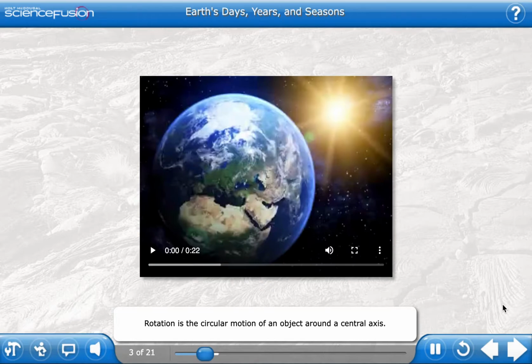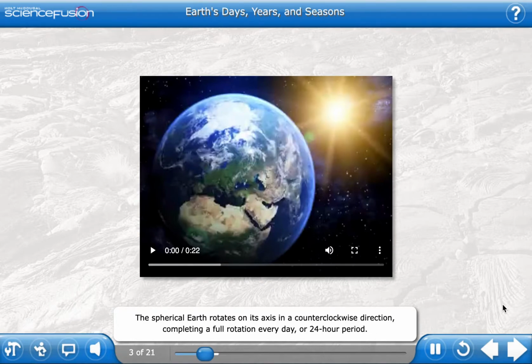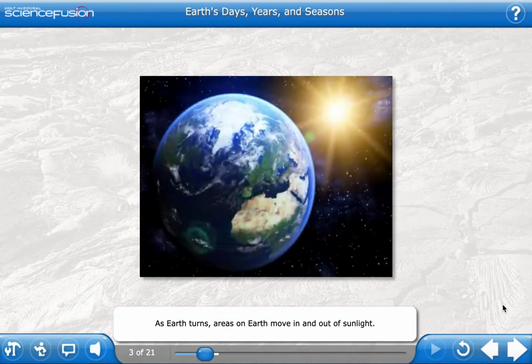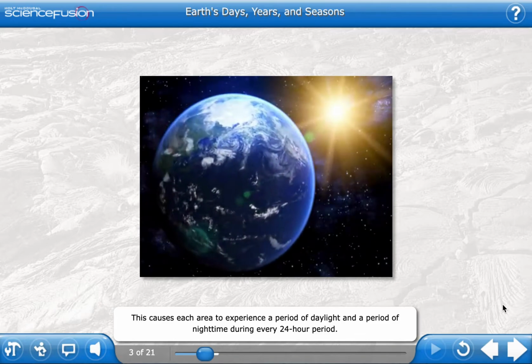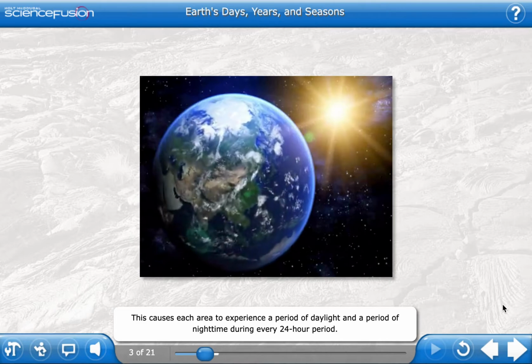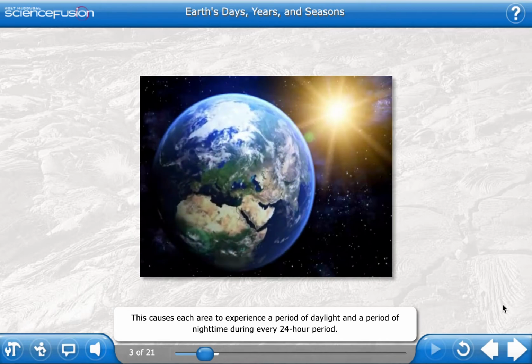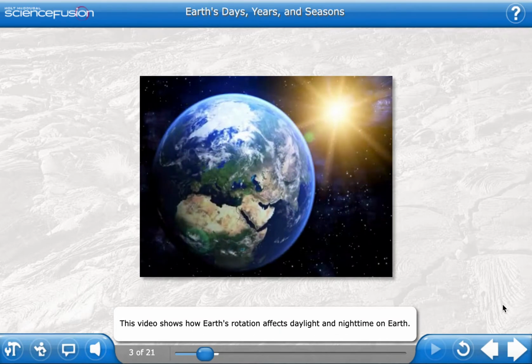Rotation is the circular motion of an object around a central axis. The spherical Earth rotates on its axis in a counterclockwise direction, completing a full rotation every day, or 24-hour period. As Earth turns, areas on Earth move in and out of sunlight. This causes each area to experience a period of daylight and a period of nighttime during every 24-hour period. This video shows how Earth's rotation affects daylight and nighttime on Earth. Click play to watch the animation again.